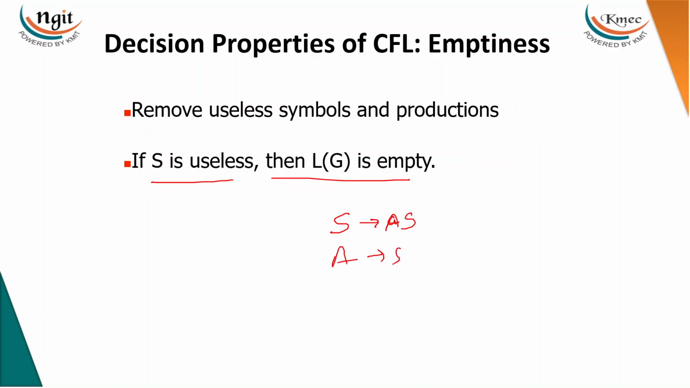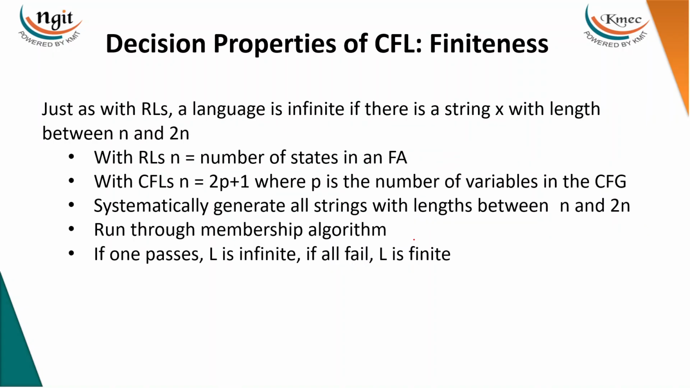A tends to SA for something like this. We don't have any termination condition. All are useless, right? Then for finiteness, we have to do the same thing between n and 2n. In regular languages, n is equivalent to the number of states in the FA. In CFL, n is equivalent to 2^p plus 1, where p is the number of non-terminals in the context-free grammar.